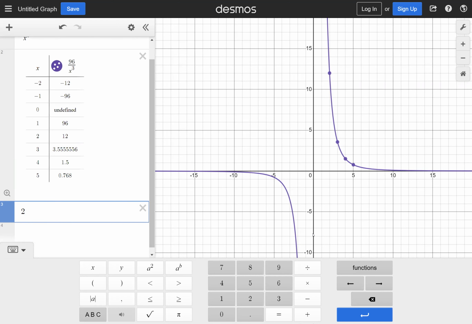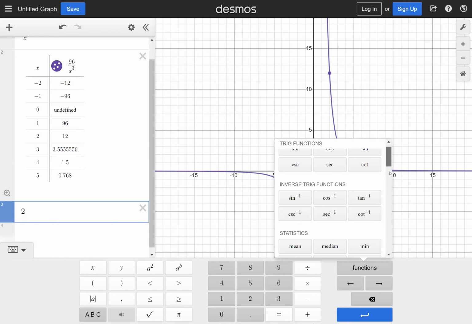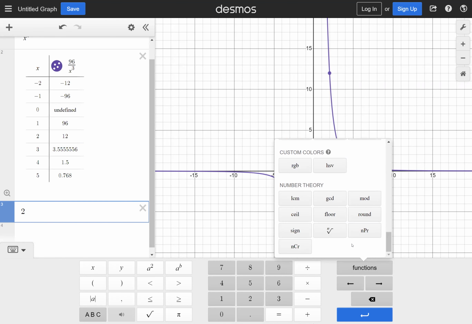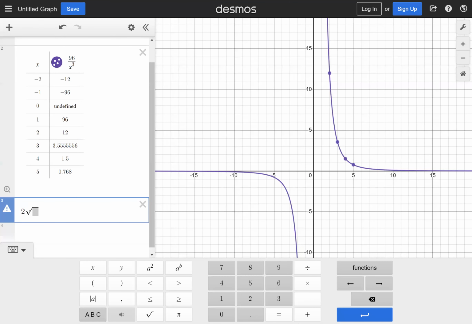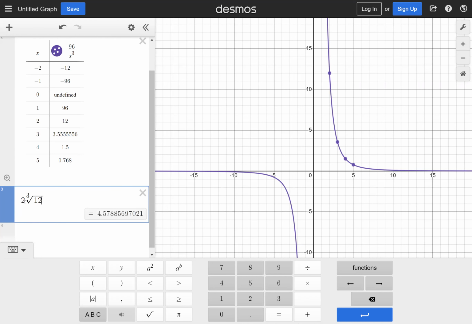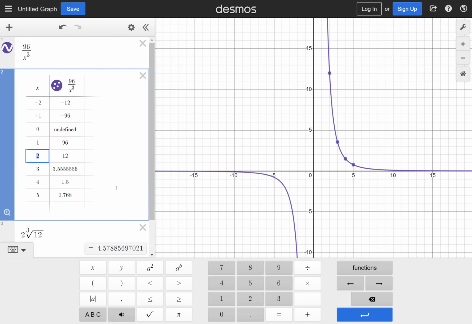So 2, in order to get to the cube root, I can press functions, scroll all the way down until I get to the index that's shown here. Well, the radical with the index. I can put any number I want. So I want the cube root of 12 because that's what I said that my answer should be. That's what I chose out of the table.